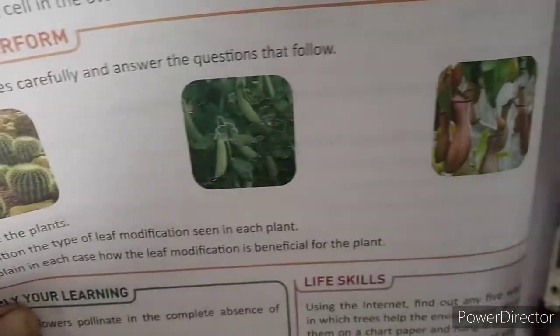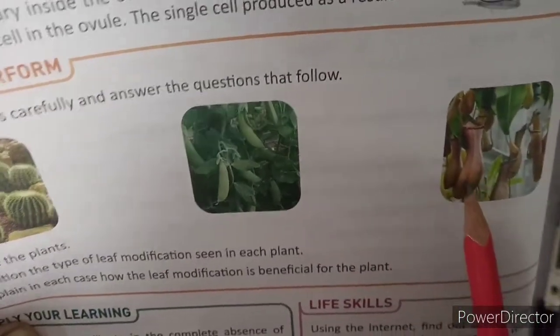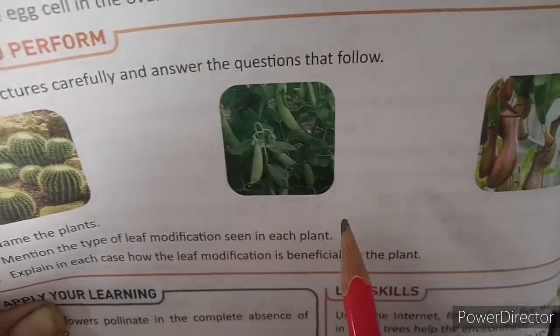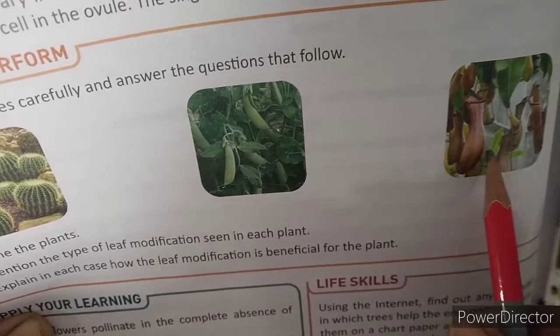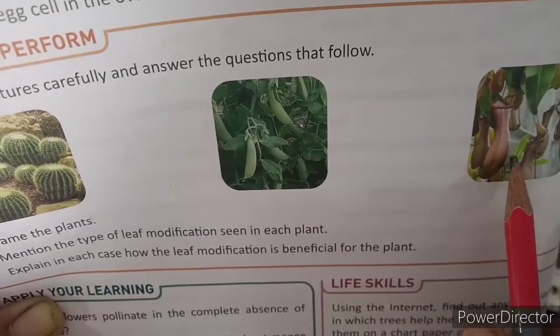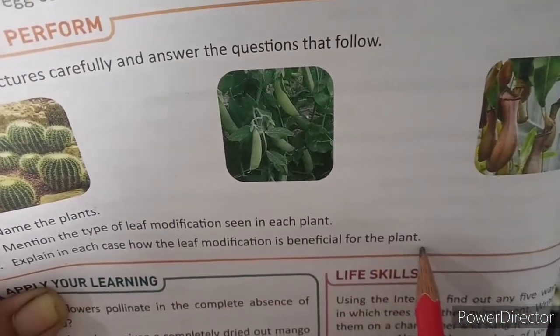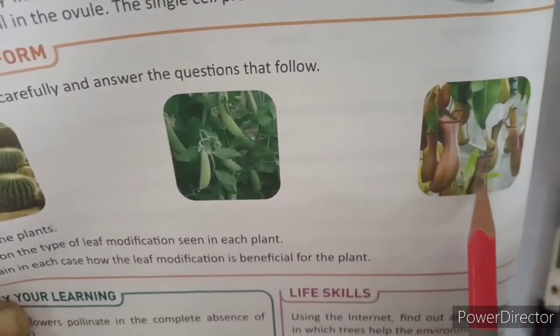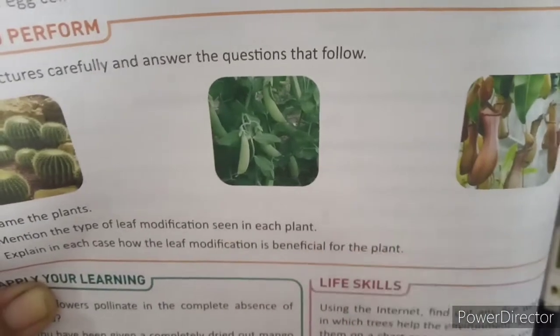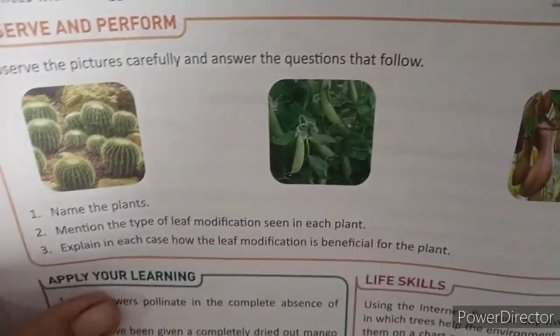Then if you go for this third picture plant, again you have to name the plant. Then what is the leaf modification? The leaf is modified into the shape of a pitcher, isn't it? And what is that for? What is beneficial? It can trap insects, isn't it? So these things you are going to write down.